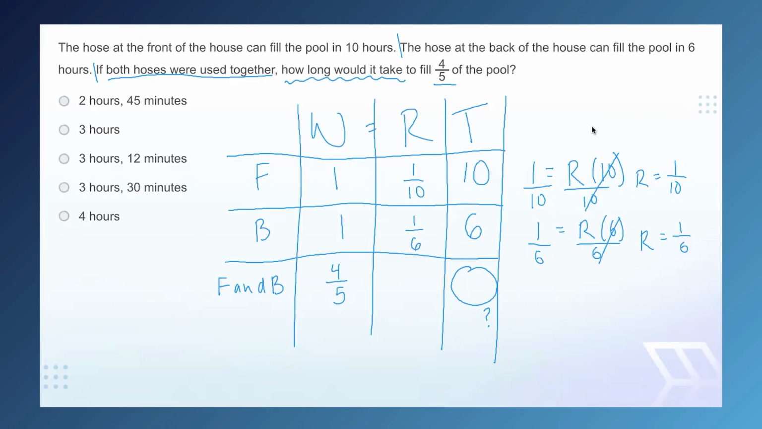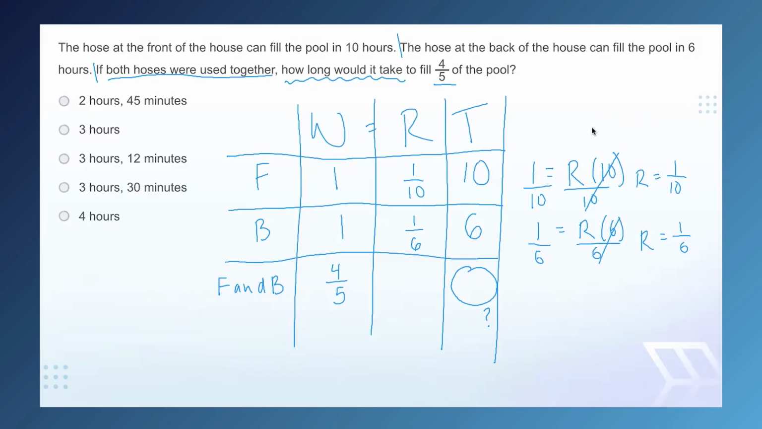Now, note that because work was 1 in both of those rows, the rate is just the reciprocal of the time. And so that means that we probably could have just done this with mental math, and that's totally fine. But know that you can write things out whenever it helps you.